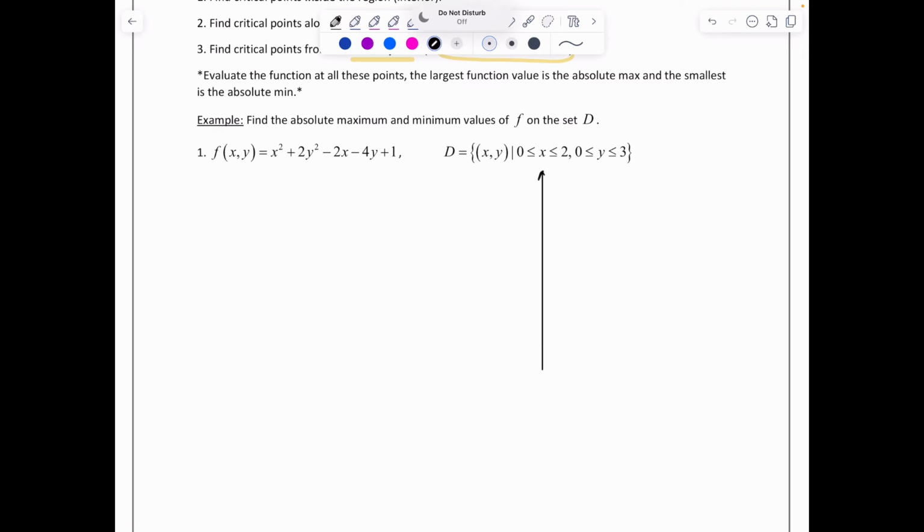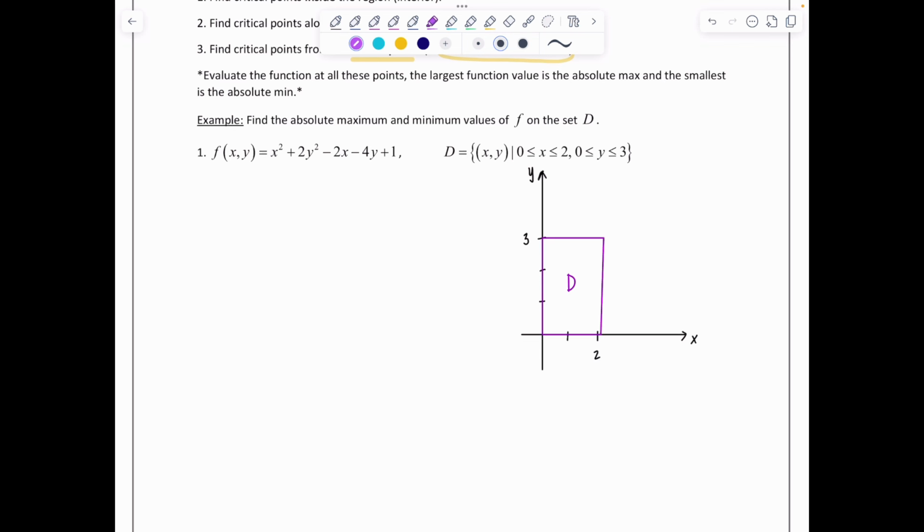Here we go. y and x. And y is going all the way to 3. 1, 2, 3. And x is just between 0 and 2. So here's our region D. Let me shade it in. Other thing to keep in mind too is, like in part 1, when we're finding critical points on the interior, make sure they actually lie within this region. If any of them are outside, you just throw them out.